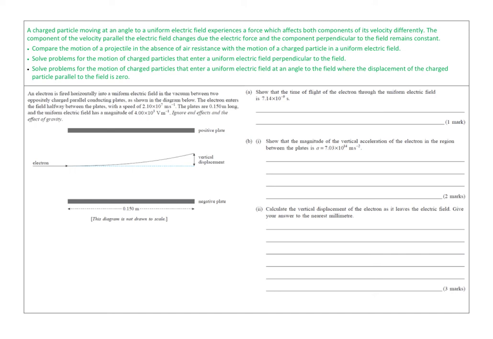Generally, we'd be given an energy and need to work out a velocity, or we'd be given a voltage and need to work out an electric field strength. Anyway, let's address the question that we have. Show that the time of flight of the electron through the uniform electric field is 7.14 times 10 to the minus 9 seconds. So remember, no force acts in the horizontal direction.